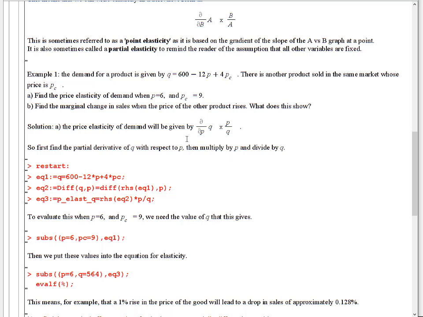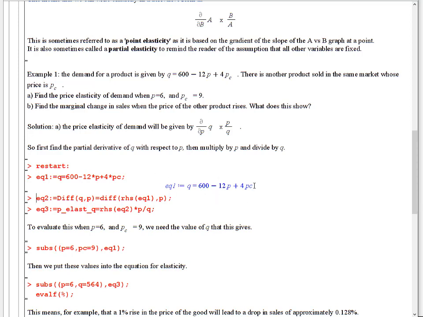So price elasticity of demand is given by this. It's dQ by dP. So comparing the rising Q from a small increase in P is this, dQ by dP, and you multiply by P over Q, upside down. So this is Q over P, this is P over Q. So first we need this derivative. So here goes.